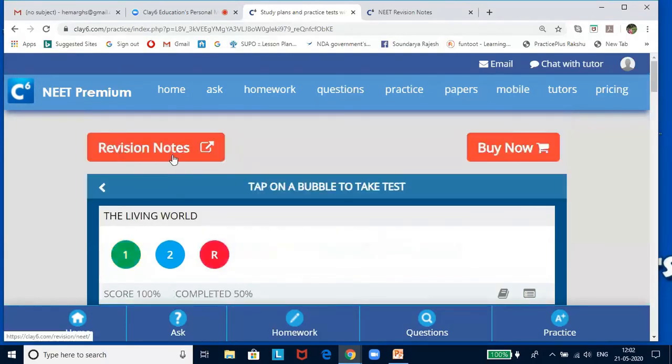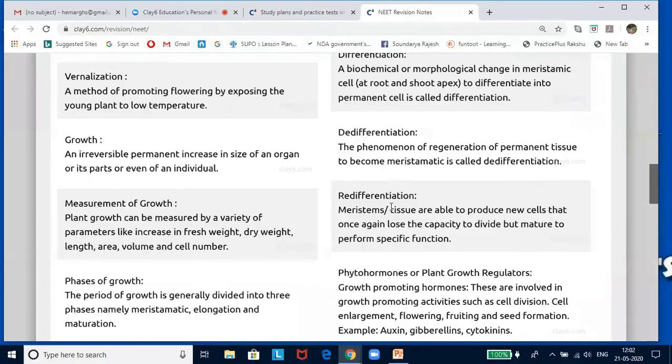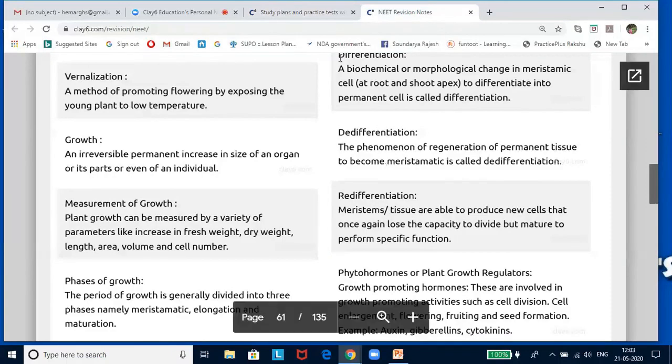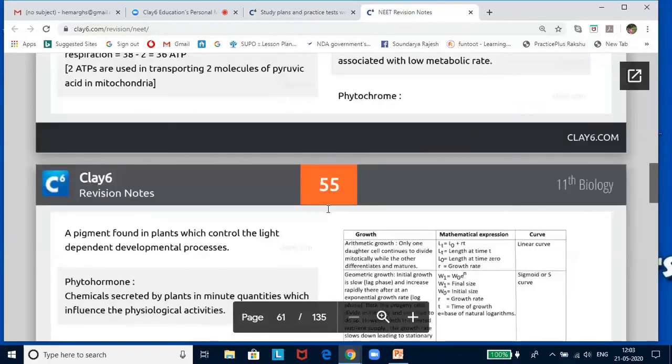So here, if you click on the revision notes, it will open into a PDF. And this PDF has been done in such a way by the tutors that the entire crux of your 2 years, 11th and 12th, physics, chemistry and biology, is captured in a very comprehensive manner in just 135 pages, so that you really gear up and it helps you during the revision. I would suggest it's a real asset as a study tool for your exam preparation. Now let us get back into the lesson, that is plant growth and development.